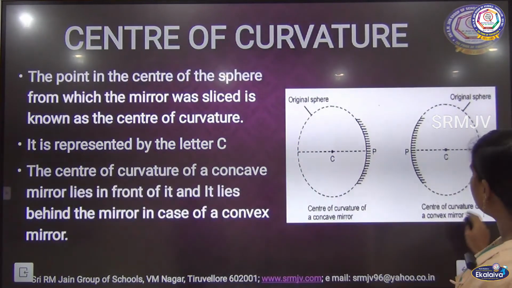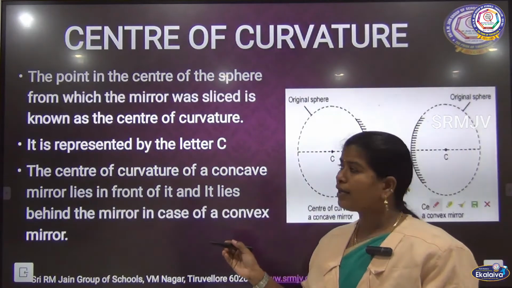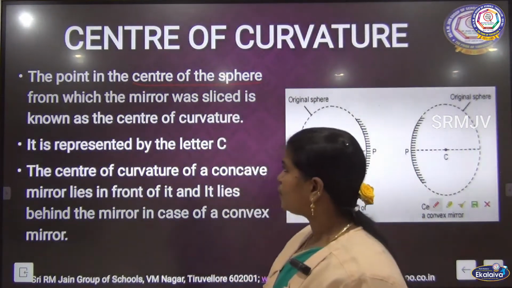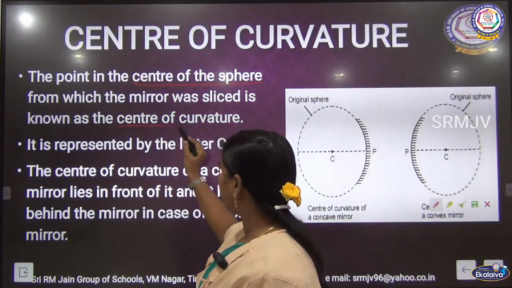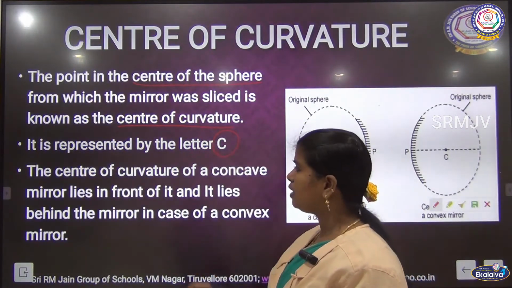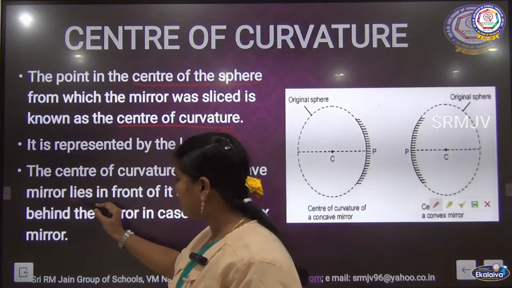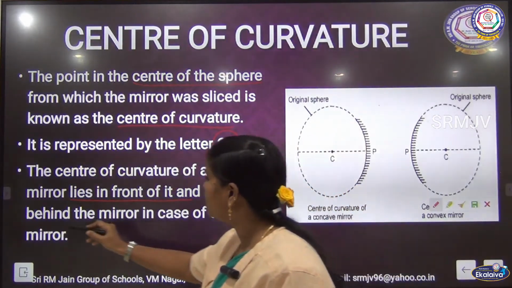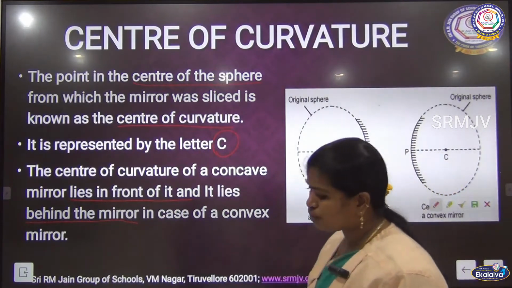The next term is the center of curvature. The point at the center of the sphere from which the mirror was sliced is known as the center of curvature, and it is represented with the capital letter C. The center of curvature of a concave mirror lies in front of it, and in the case of a convex mirror it lies behind the mirror. Look at this picture.